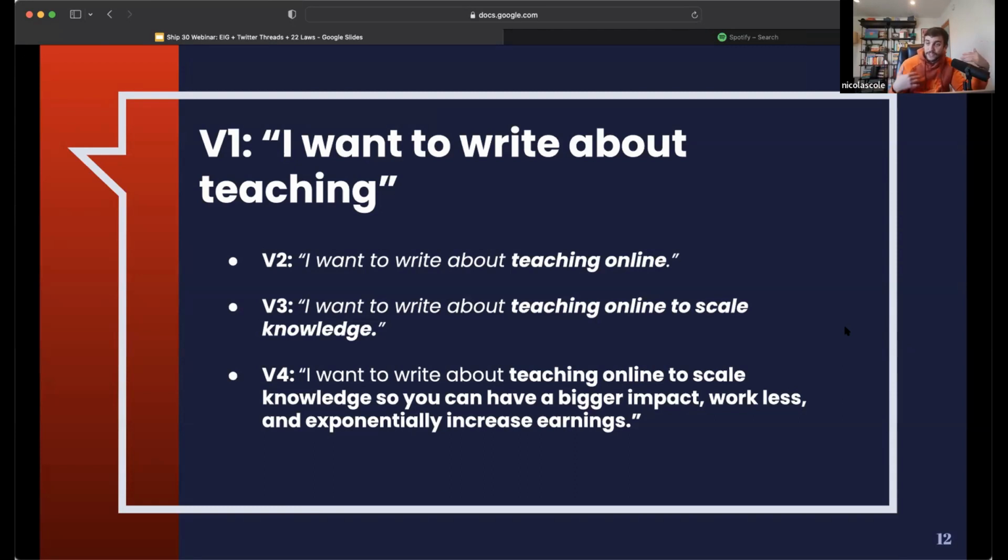Hey, wow, if I am a teacher or an aspiring educator, version 1, not super interesting. Version 2, not really. Version 3, maybe. Version 4, absolutely, I want to read this because I want to have a bigger impact and I want to work less and I want to exponentially increase my earnings, right? So the more specific you get, the easier it is for the reader to go, this is for me.